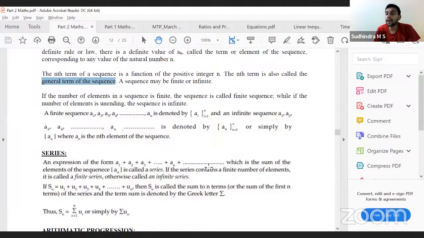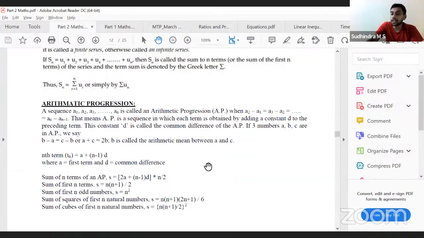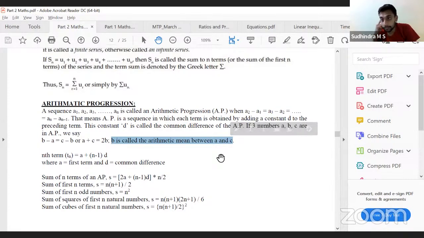Among series, we have arithmetic progression and geometric progression. When will we call a series or a sequence an arithmetic progression? When the elements of the sequence have a common difference: a2 minus a1 is equal to a3 minus a2. Therefore, we can say a plus c is equal to 2b, or b is equal to (a plus c) by 2 in case of arithmetic progression. b is called the arithmetic mean of a and c. How do we find out the nth term in case of an arithmetic progression?